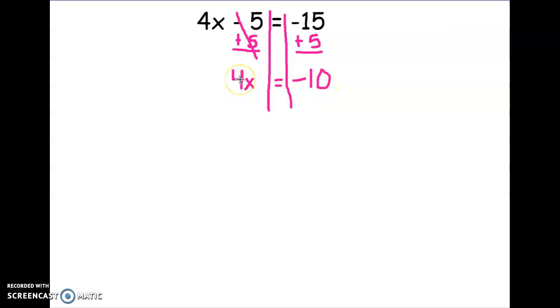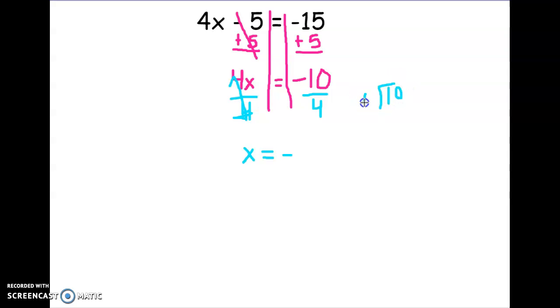Once again, I ask myself, how is the 4 and the x attached? They're attached by multiplication. So I'm going to go ahead and do division. I'm going to do this in a different color just so you can see it. So I'm going to divide both sides now by the 4 because that's the coefficient in front of the variable. And I want to get the variable by itself, and 4 divided by 4 is just a fancy form of 1, which is what I want, 1x. And now I have negative 10 divided by 4. Well, a negative divided by a positive is a negative. And then I just have 10 divided by 4.